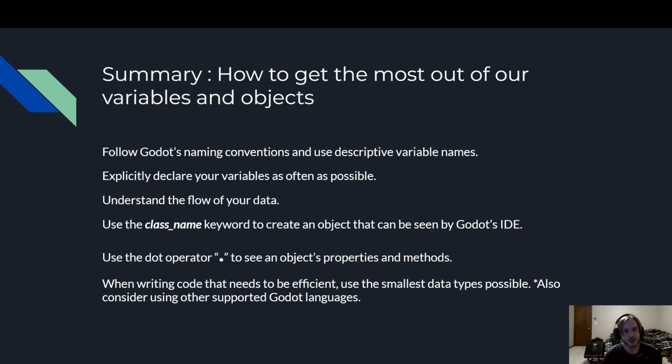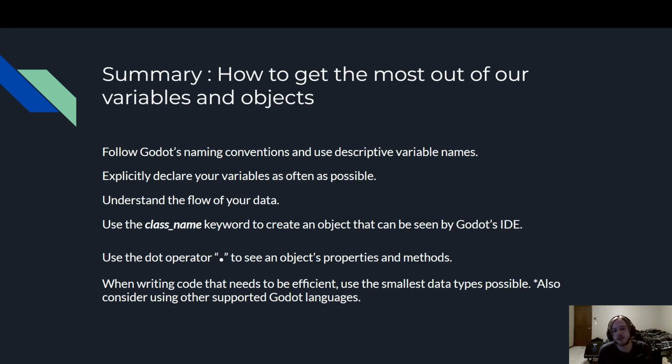So, quick summary: how to get the most out of our variables and objects. We should follow Godot's naming conventions and use descriptive variable names to be predictable and to basically take the guesswork out of variable naming. Explicitly declare your variables as often as possible. Understand the flow of your data. Use the class name keyword to create an object that can be seen inside of Godot's IDE.